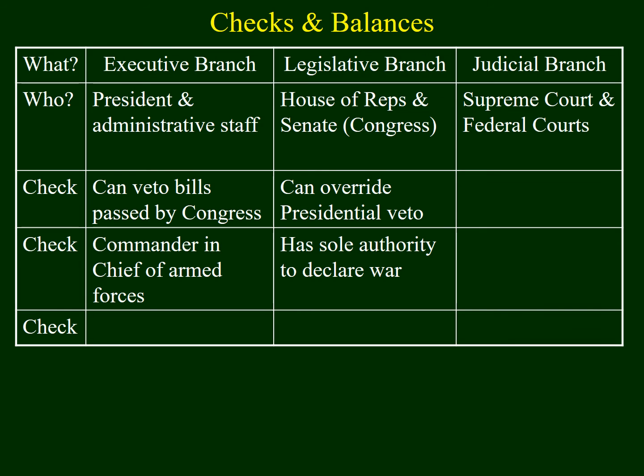While it's clear the president is commander-in-chief of the armed forces, there's a check on the president's ability to wage war. Congress has the sole authority to declare war.